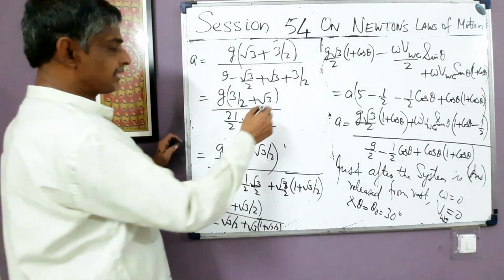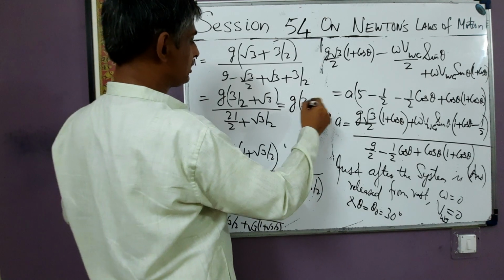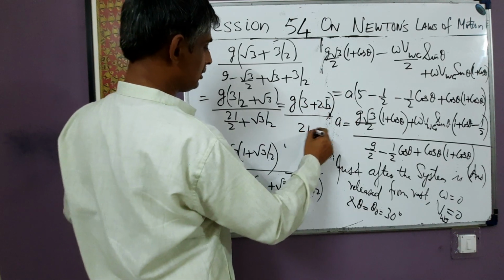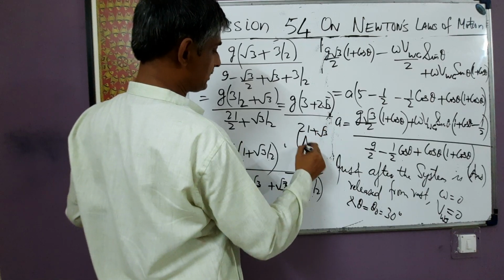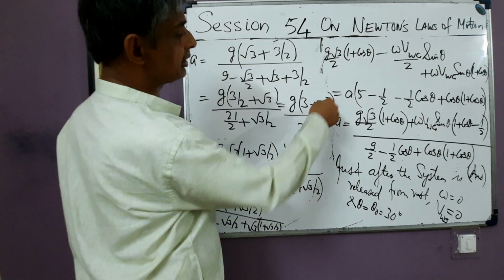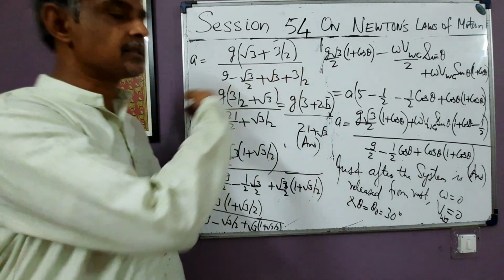If you want, you can simplify it still further. You want to simplify, so multiply up and down by 2. 3 plus 2 root 3 upon 21 plus root 3 is therefore the required answer. Okay, you can simplify it still further. You can cancel out root 3 or let it remain like that. That's no problem. Okay, so this also I have demonstrated this concept.